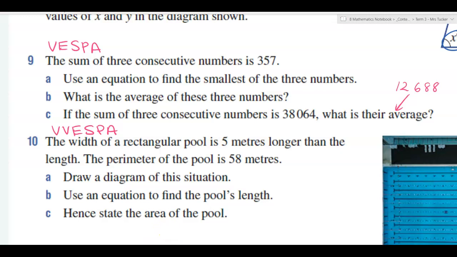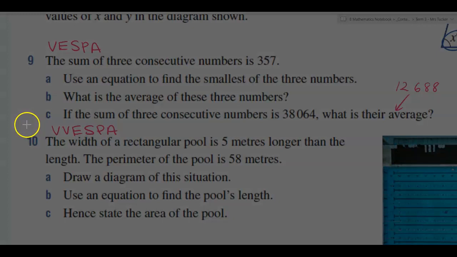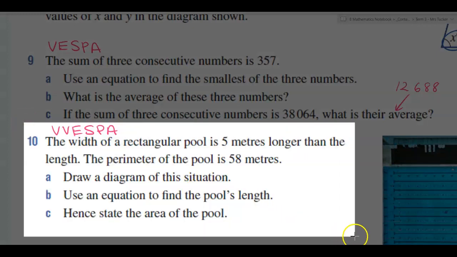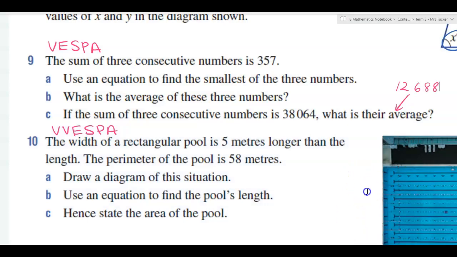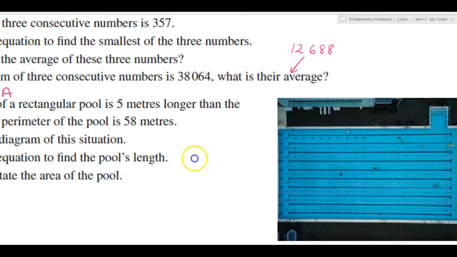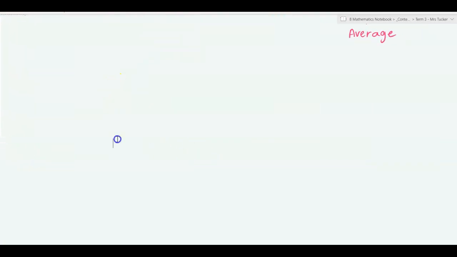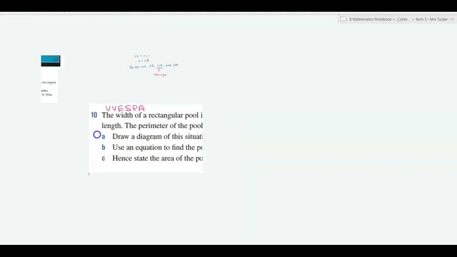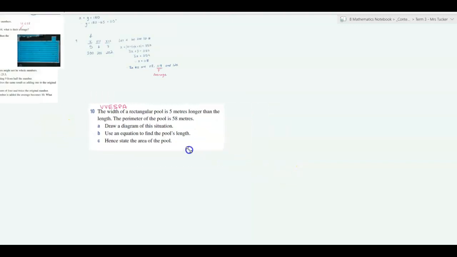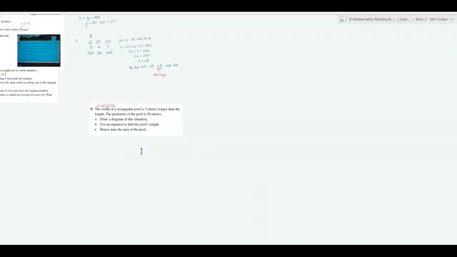So how could we figure out their average quickly without doing any work really? What did you guys do? Divide by 3. Yeah, all you have to do is do 38064 divided by 3 and that'll give you the number. Okay, and this last one proved to be a little bit challenging for some of us.